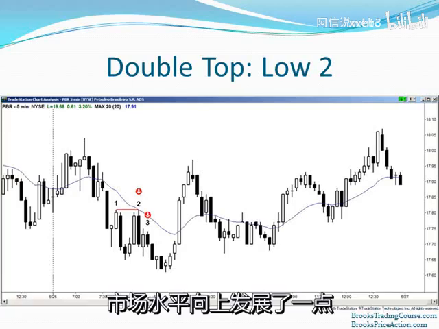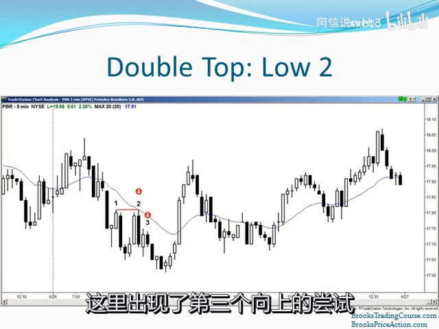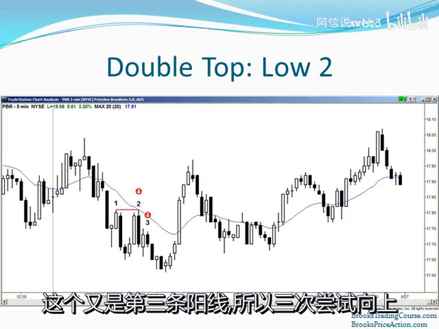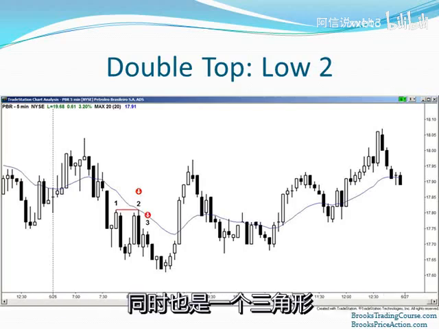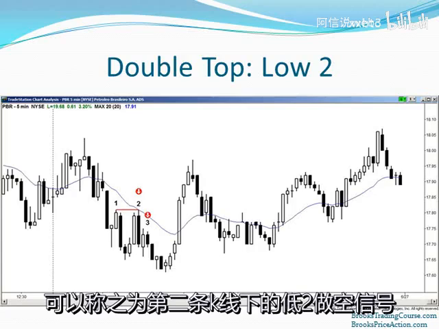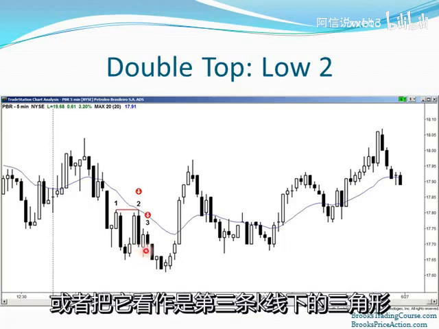Market went sideways up a little bit, so there's a third push up here, bull bar, up here, another bull bar, up here, third bull bar, so 3 pushes up. That's also a triangle, and here there's a bear inside bar for the signal bar. So you can call it a low 2 short below bar 2, or you can call it a triangle below bar 3.